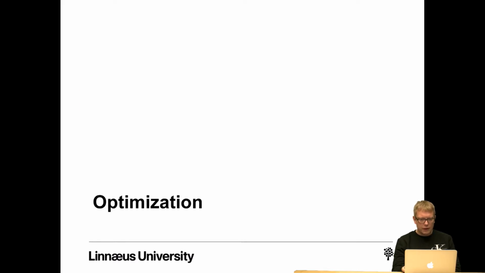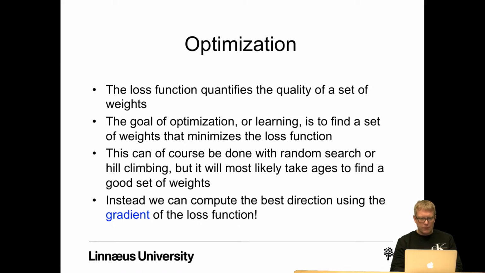Optimization, or training, is a very important step for our classifier, obviously. The loss function quantifies the quality of a set of weights. But the goal of optimization or learning is to find a set of weights that minimizes the loss function. This can of course be done with random search or hill climbing, but it will most likely take ages to find a good set of weights.